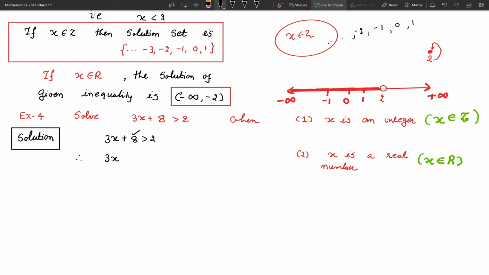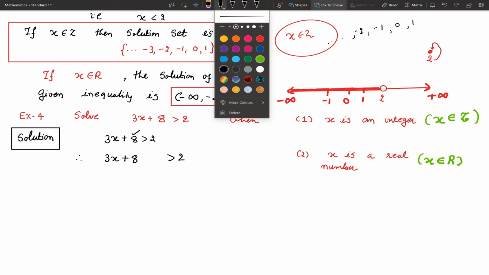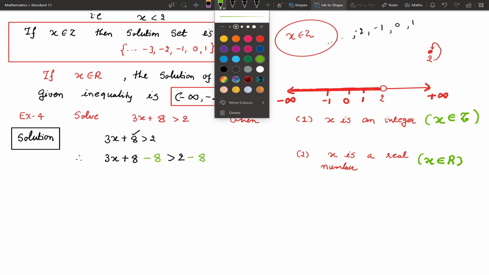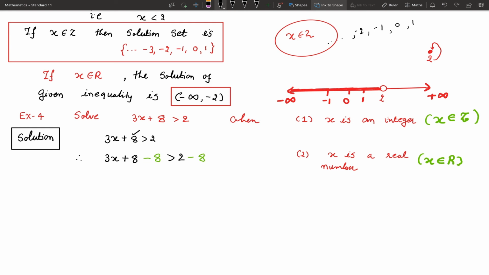So 3x plus 8, we have added both sides minus 8. You can observe for plus 8, additive inverse is minus 8. So now we simplify. Plus 8 minus 8 cancel. So 3x is greater than 2 minus 8, minus 6.